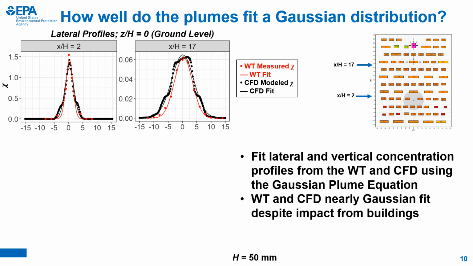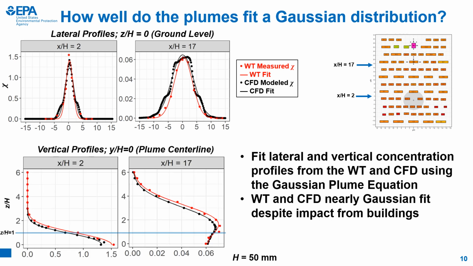In general, both measurements compare excellently and generally match both the peak concentration and plume widths. However, the CFD model predicted a slightly wider plume with downwind distance. The Gaussian fits also fit both datasets quite well despite the presence of buildings. In terms of vertical concentrations along the plume center line, both datasets matched incredibly well once again. As the plume propagated downwind, the buildings acted to loft the centerline concentration maximum above H, which is marked on the plot by the blue line.